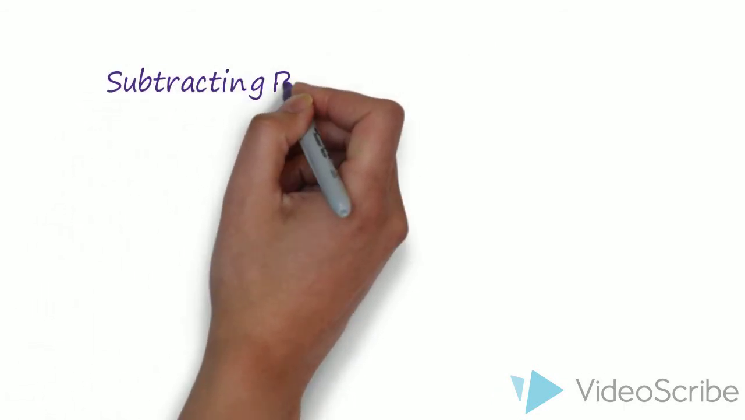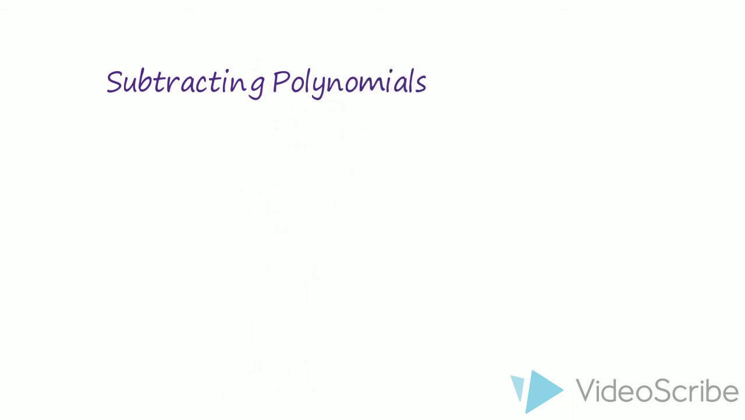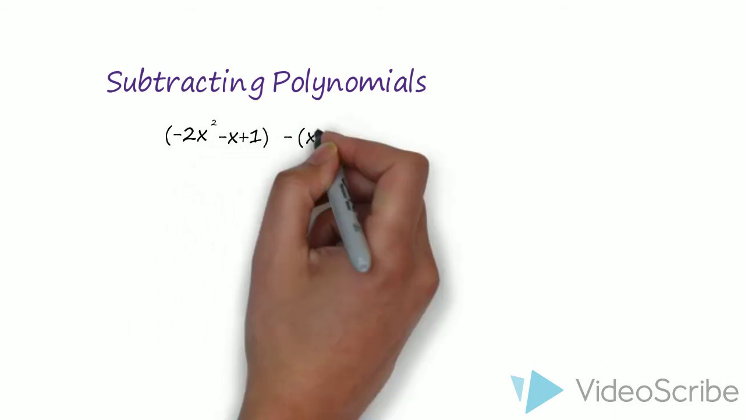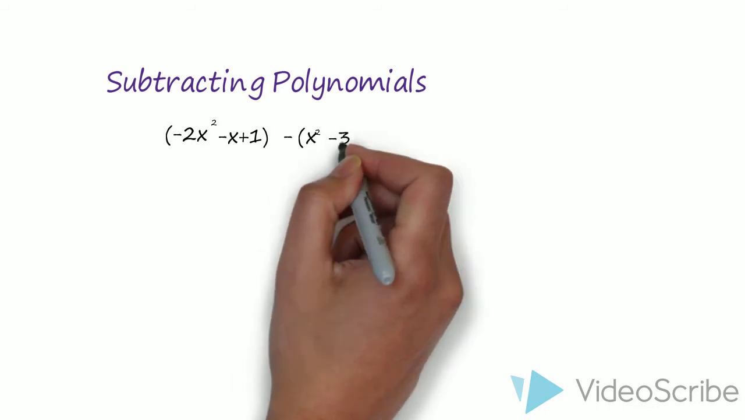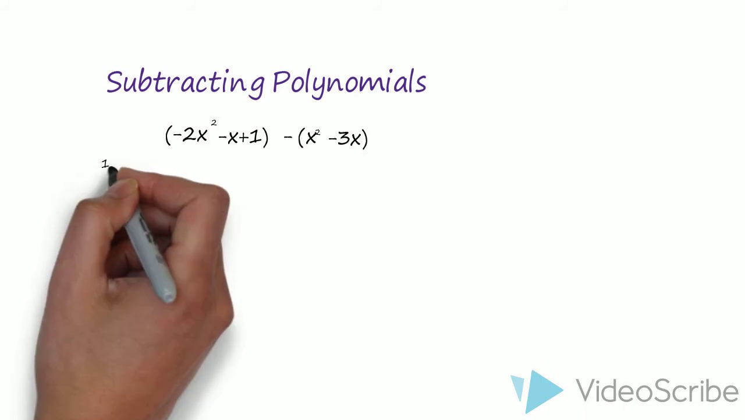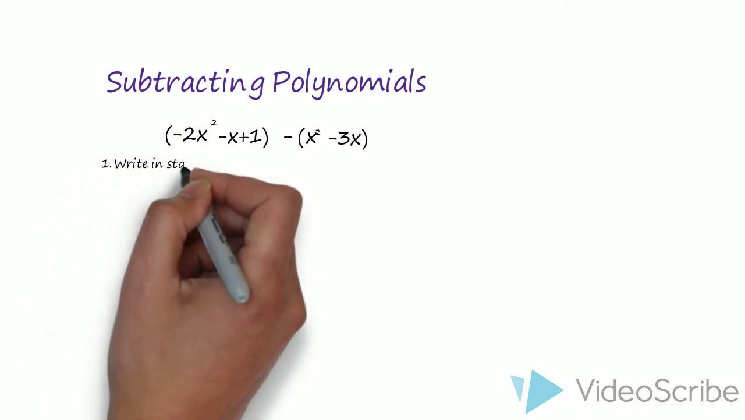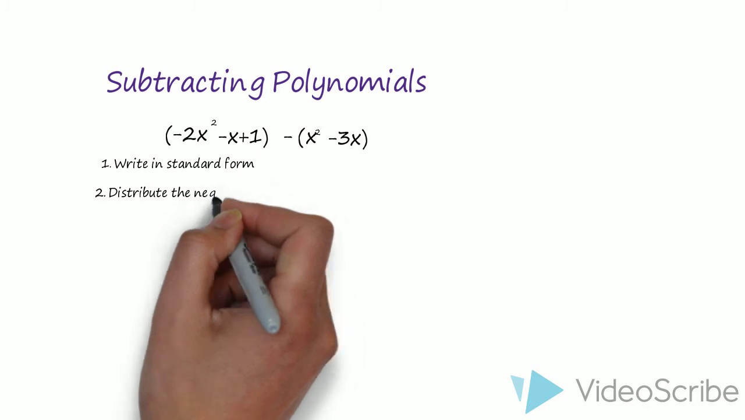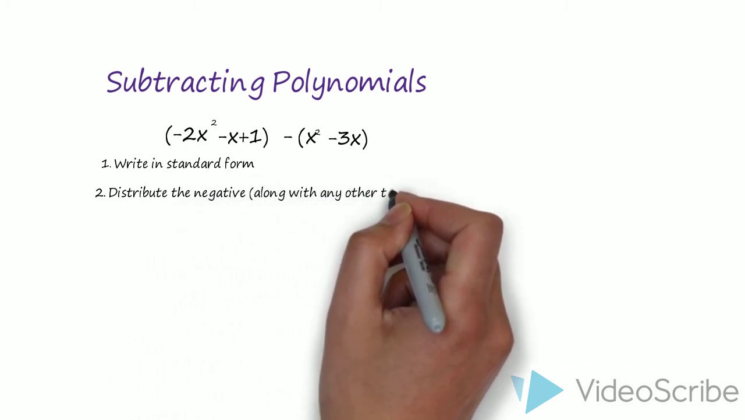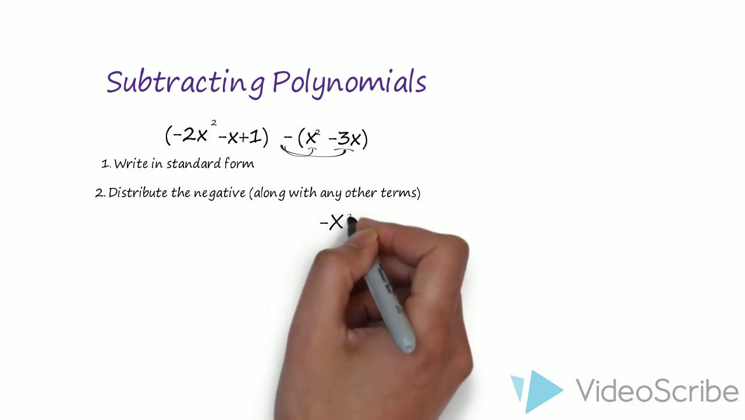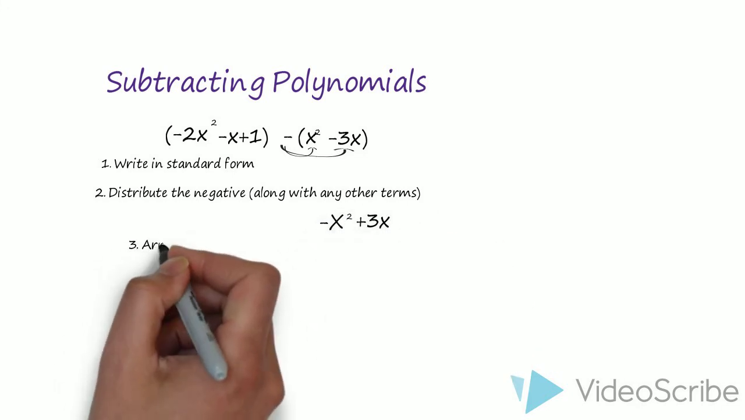So now we can finally begin subtracting polynomials. Just like adding polynomials, we'll take a similar example: the quantity of negative 2x squared plus x plus 1 minus the quantity of negative x squared minus 3x. Again, we have to write it in standard form, and again, this is already in standard form. So there's an additional step. You have to distribute the negative, and if there are any numbers along with the negative, you have to distribute that too. So we distribute the negative to the x squared and to the negative 3x. So it becomes x squared plus 3x.